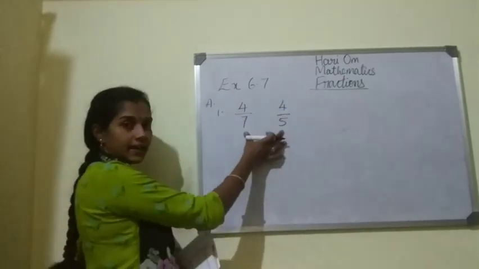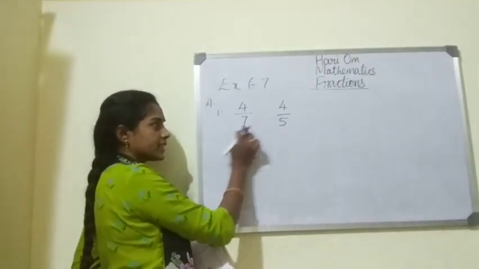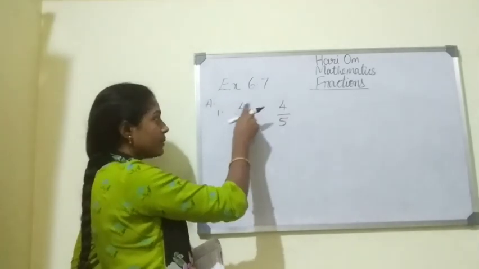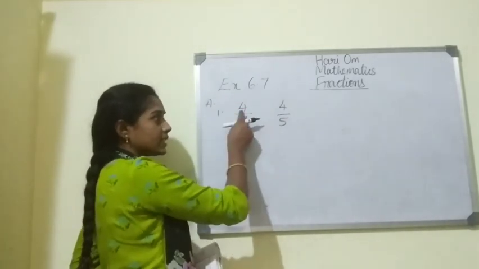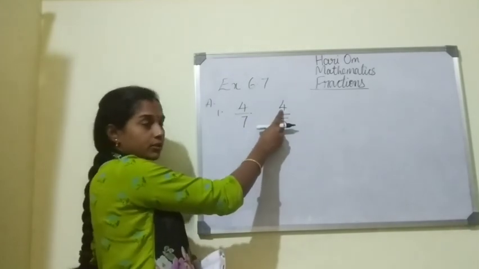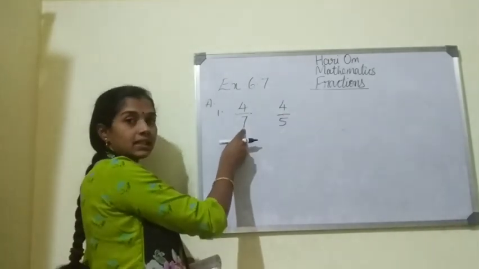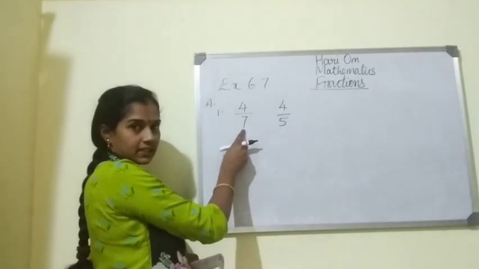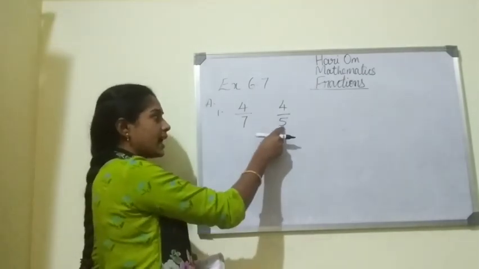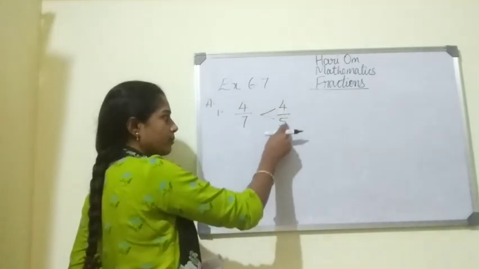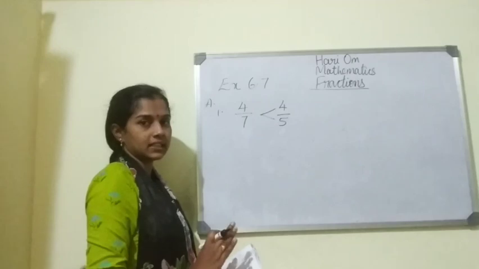So it is unlike fractions. We have 7 and 5 in the denominator. So it is unlike fractions, but in the numerator we have the same number. If we have the same number in the numerator, the greater number in the denominator gives the smaller fraction. So 7 is the greatest number, so this will be the smallest, and 5 will give the greatest fraction. So 4 by 5 is the greatest fraction.